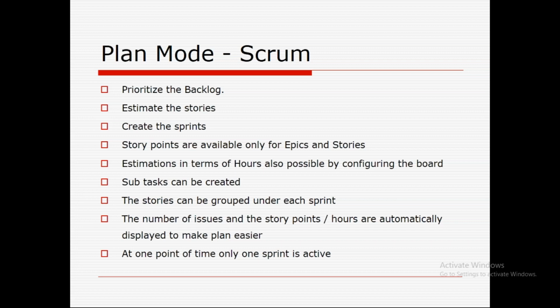That is what is going to happen. The number of issues and the story point weightage are automatically displayed to make planning easier. At one point of time, only one sprint is active. If you are in sprint 5, that means sprint 4 should be completed by then. So at any point of time, only one sprint is active.